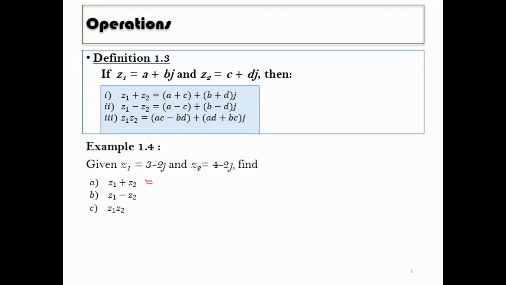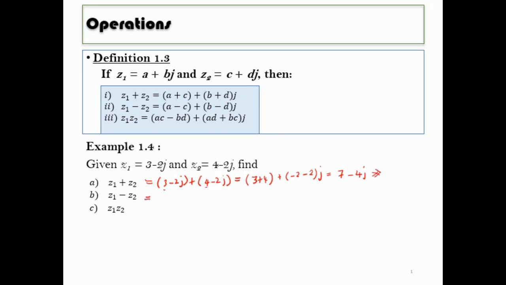For the first one, Z1 plus Z2 means 3 minus 2j plus 4 minus 2j. Remember I said real with real. So real with real here, the answer is 3 plus 4, plus negative 2 plus negative 2 j. So the answer will be 7 minus 4j. That's it for the first one, for A.